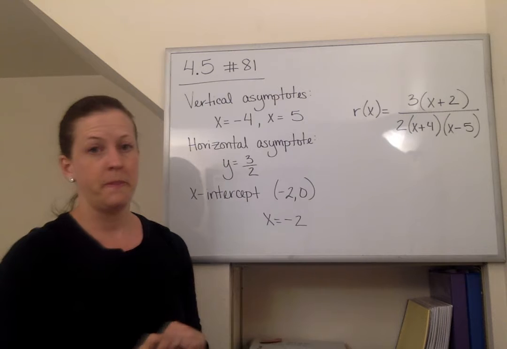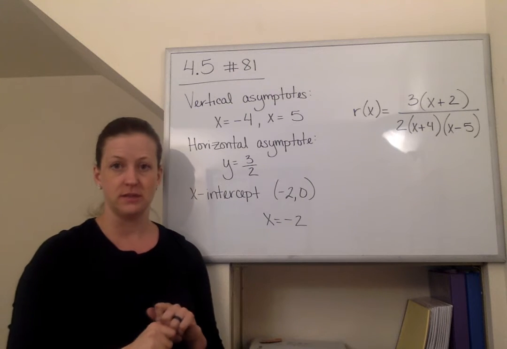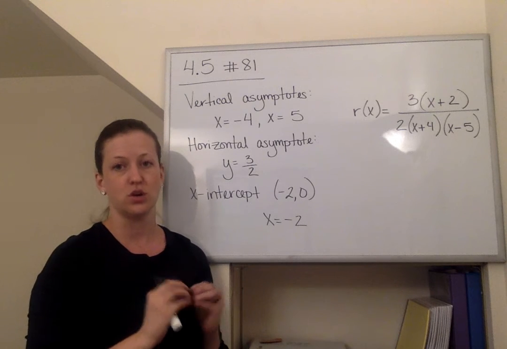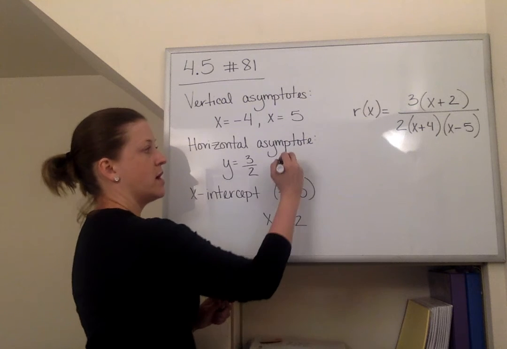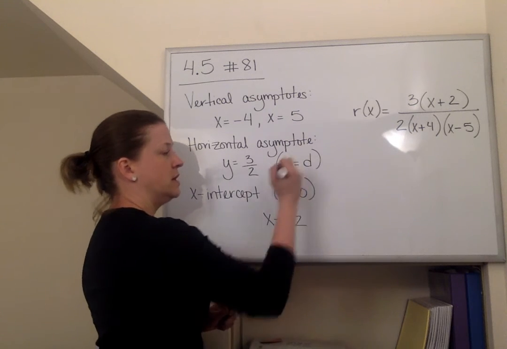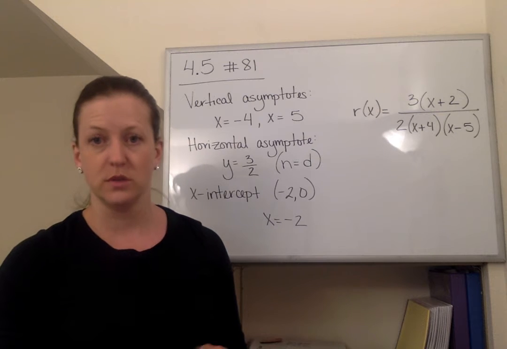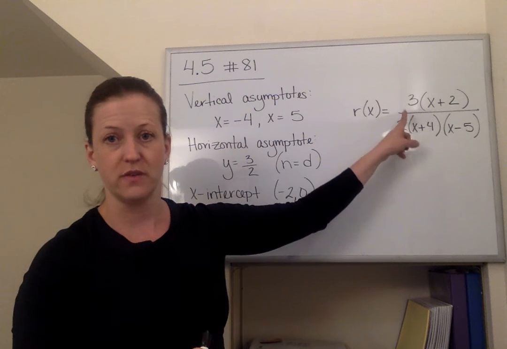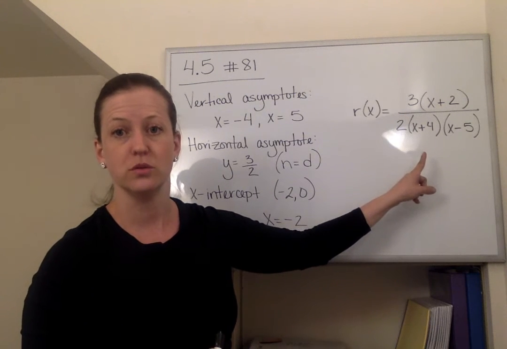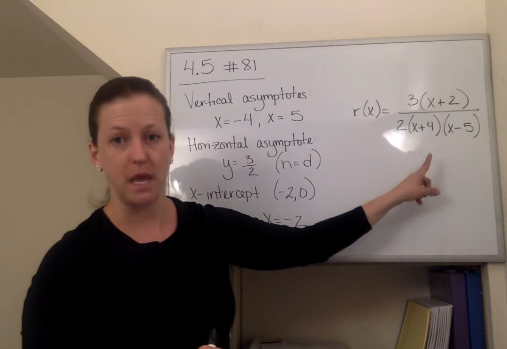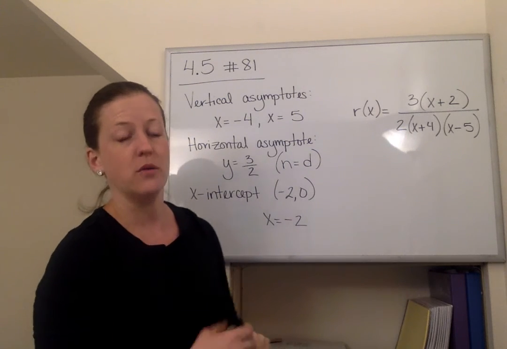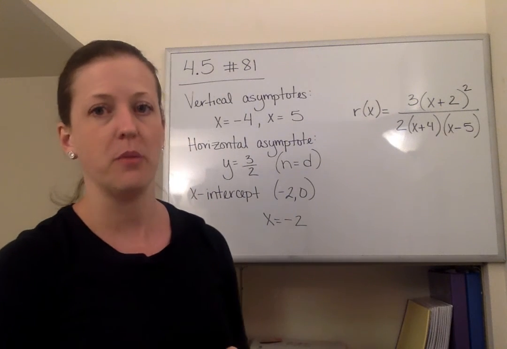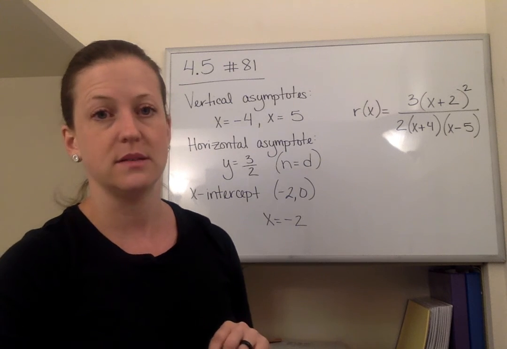But here's the problem. You divide the leading coefficients if the degree of the numerator is the same as the degree of the denominator. So remember, n has to equal d. Well, with what I have right now, that's not true. The degree of the numerator is 1, the degree of the denominator is 2. So how do I make them the same? The simplest way would be to just square the x plus 2. You can do other things if you want, but I think that would be the easiest, simplest way.